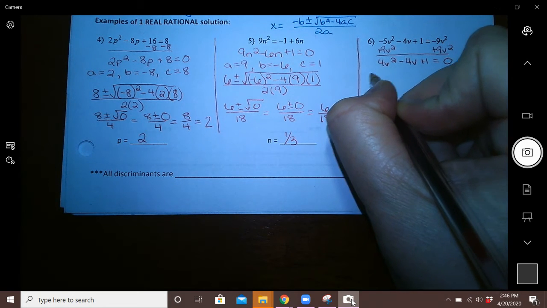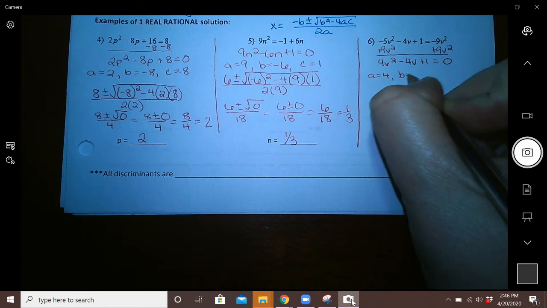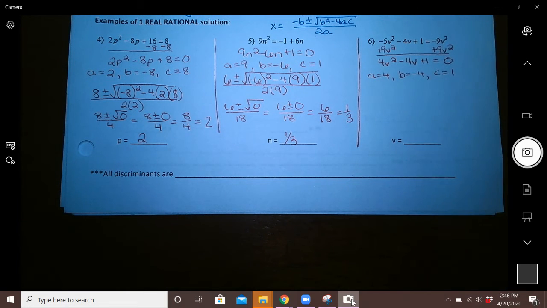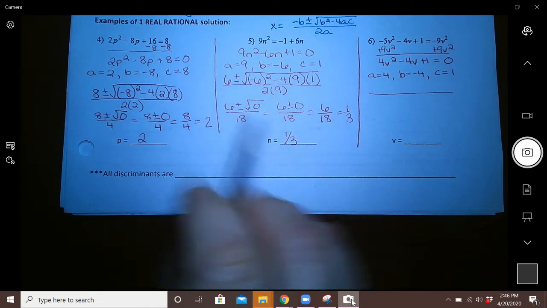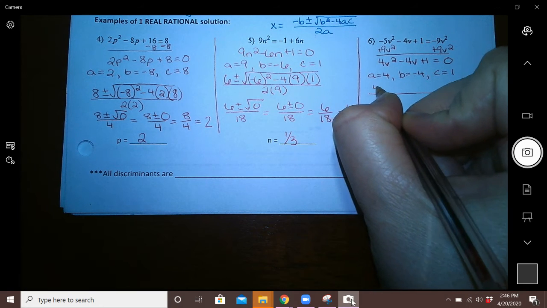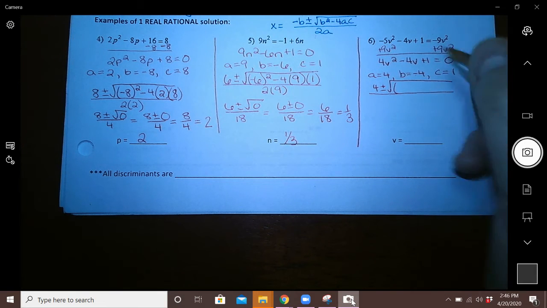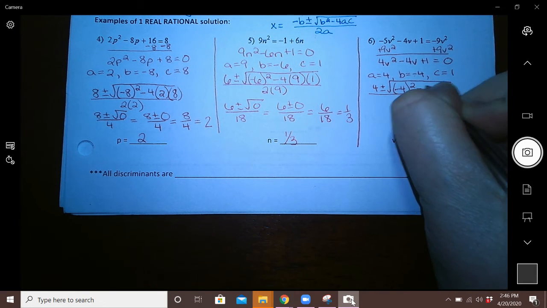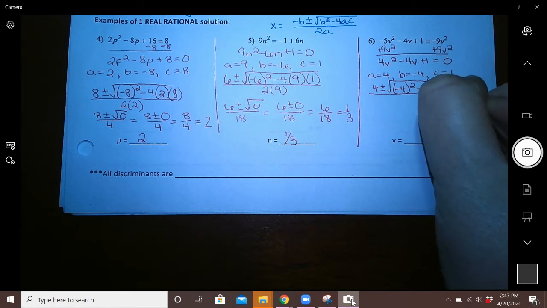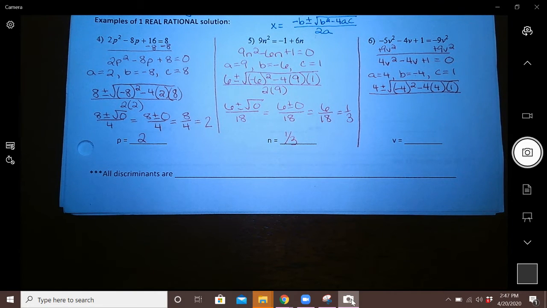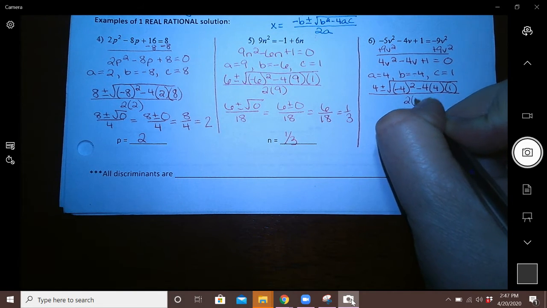Identify your a, b, and c. A is equal to 4, b is equal to negative 4, and c is equal to 1. Okay, let's plug this into the quadratic equation. Negative b would be negative of negative 4, so positive 4, plus or minus the square root of b squared, so negative 4 squared, minus 4 times a, which is 4, times c, which is 1. Careful here, lots of 4's in this formula, all over 2a, so 2 times 4.